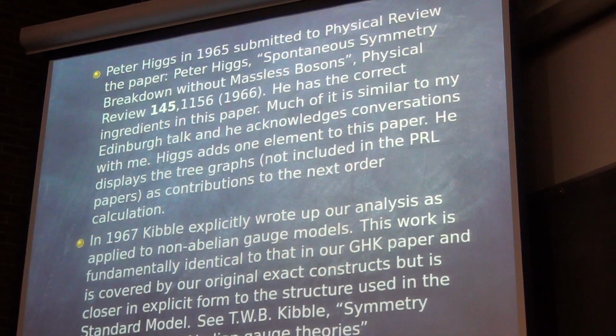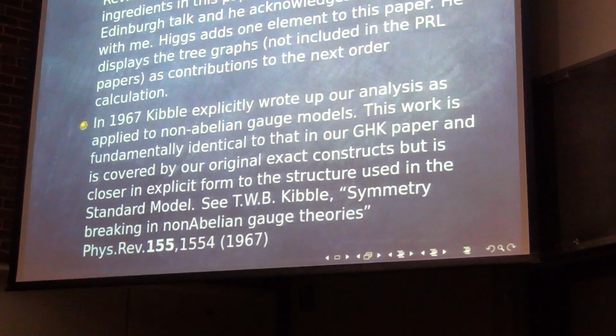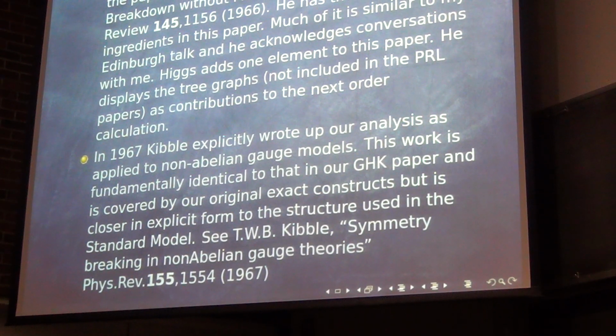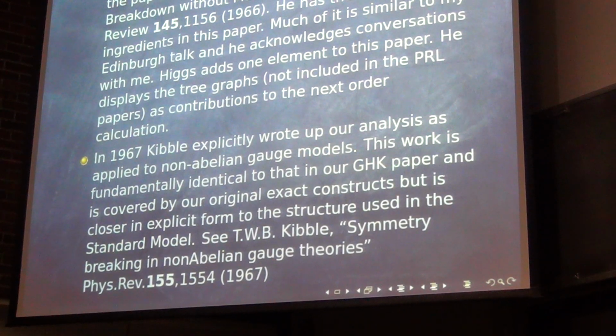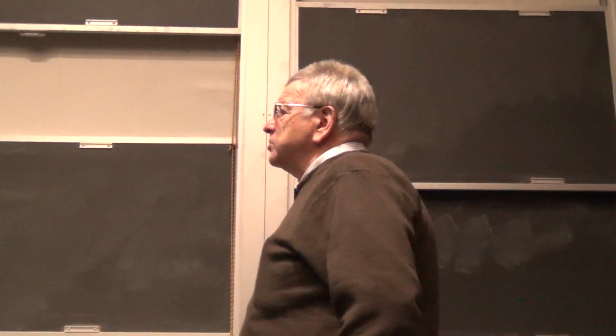And finally in the series, Kibble by himself wrote up our analysis as applied to non-abelian gauge models. Now, as I pointed out, the analysis is the same whether you look at abelian gauge models, E and M, or non-abelian gauge models. We knew it at the time, but it was certainly worth writing a paper on. And he did write it up, and that was published in 1967.